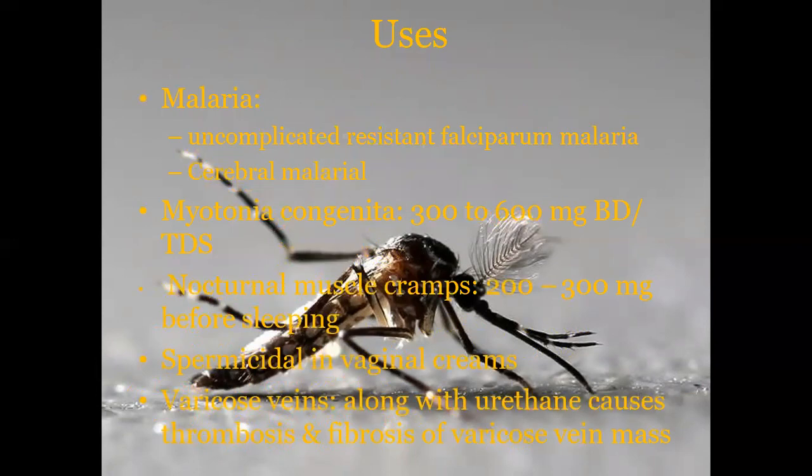Now comes the uses. It is used in case of malaria: uncomplicated resistant falciparum malaria and cerebral malaria. We can use this quinine. Then myotonia congenita, the dose of quinine is 300 to 600 mg BD, twice a day, and TDS, thrice a day. And for nocturnal muscle cramps, 200 to 300 mg before sleeping.